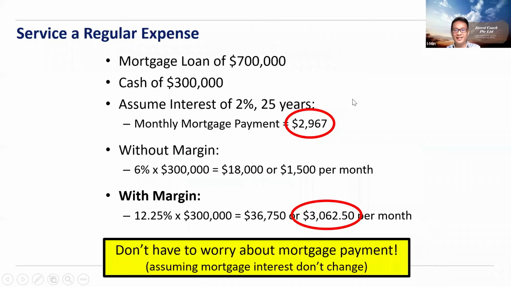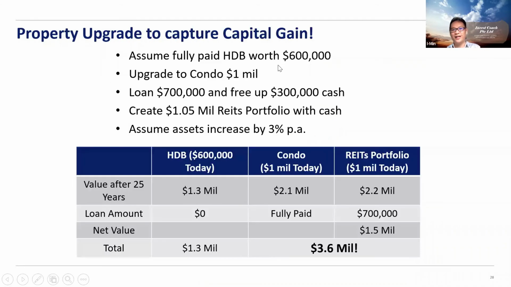So theoretically speaking, if this is your case, 600,000, you upgrade to a 1 million condo. You put in $300,000. This 300,000, you're going to do margin on REITs, right? Then the dividend from margin on REITs just nicely covers the mortgage for this. So you have technically upgraded without paying a monthly mortgage. Can you see how creative the mathematics can be?